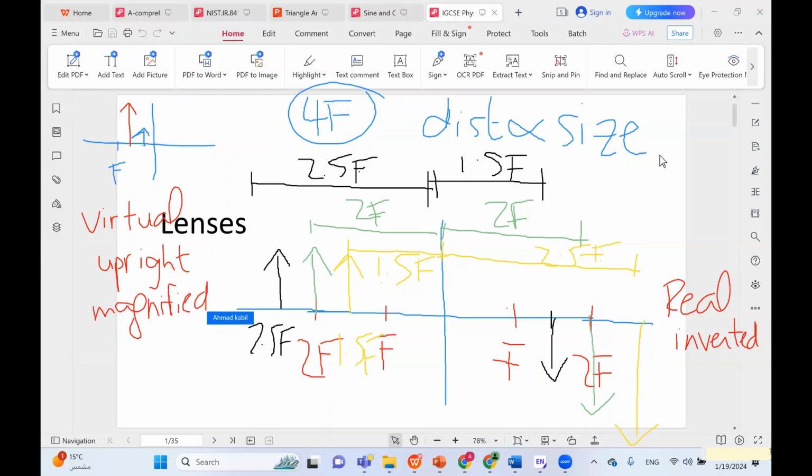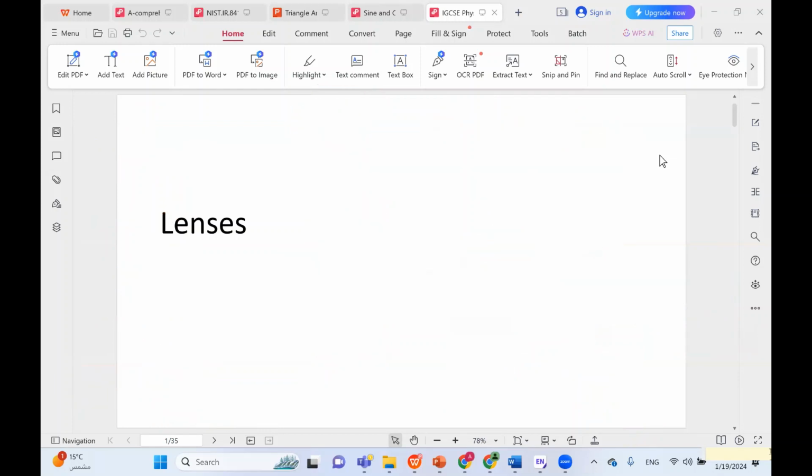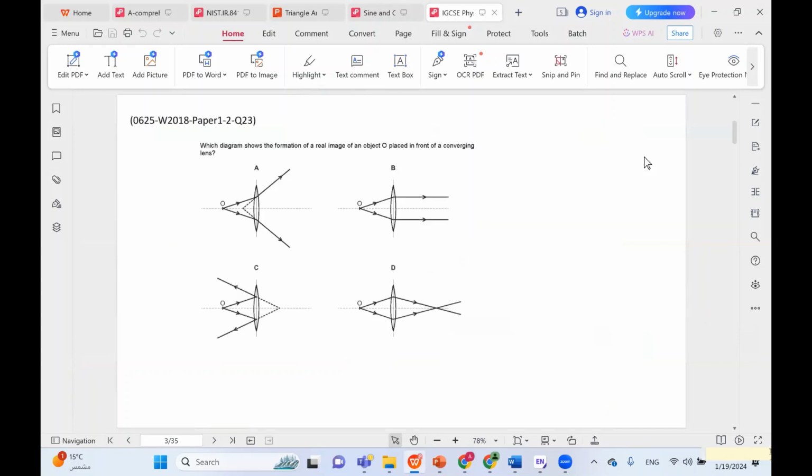And this is used in what we call the magnifying lens. This is the case of the magnifying lens. This was a short introduction to the concepts. Now we'll begin to solve questions. We will begin with general concepts.